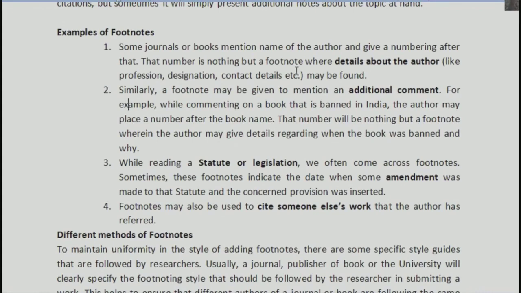Secondly, so the first one is details about the author. For that we use a footnote. So whatever is made bold, right? That is the main thing. Details about the author is an example of a footnote.